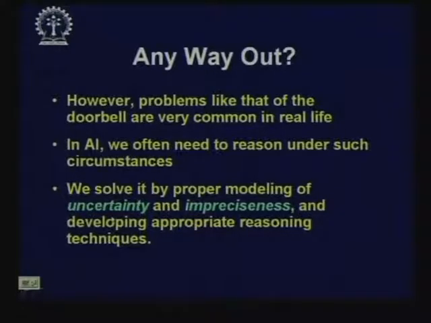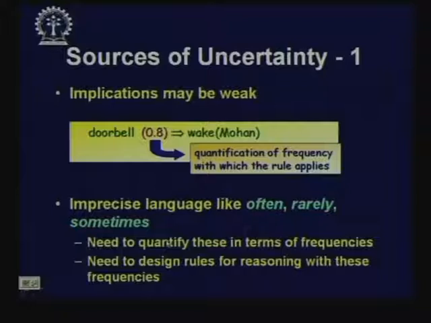The height of the building is, say, 20 feet, 200 feet, whatever. Then we quantify that, and that is precise. But mostly, many of our statements that we make are not precise. So, in order to deal with real life problems, we have to handle both uncertainty and impreciseness, and that can be handled using appropriate reasoning techniques, which we will try to see today.